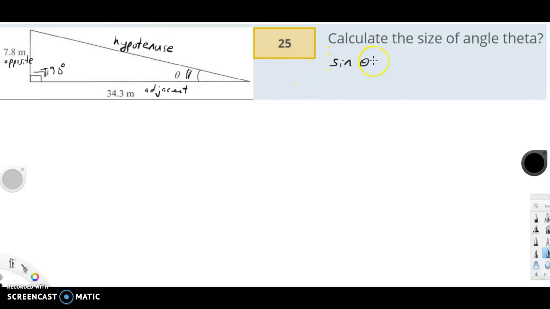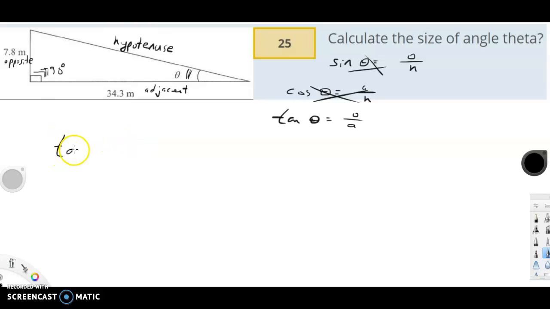Sine theta equals opposite over hypotenuse, SOH. We're not interested in hypotenuse, so that one's not going to work. Cosine theta equals adjacent over hypotenuse, CAH. Again, it works with hypotenuse, I'm not interested. Tan theta equals opposite over adjacent, TOA. Opposite is 7.8 and adjacent is 34.3. So we know these two.